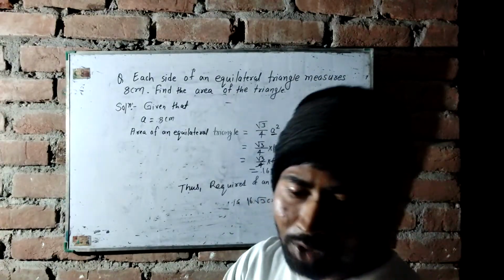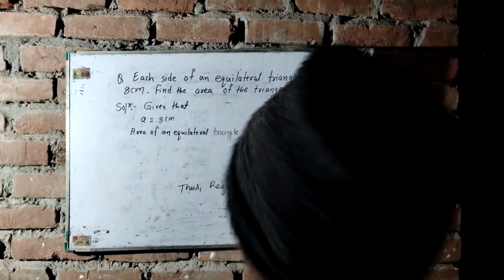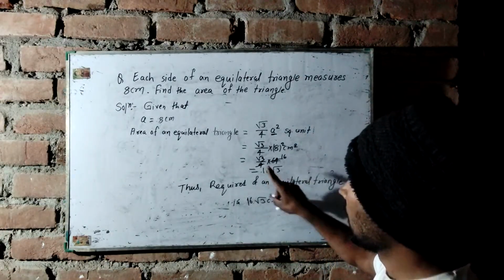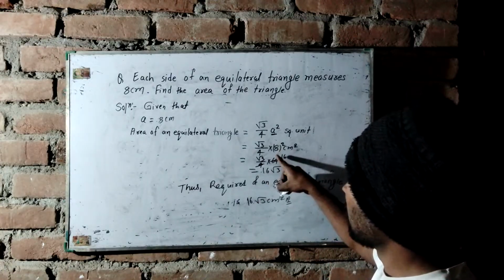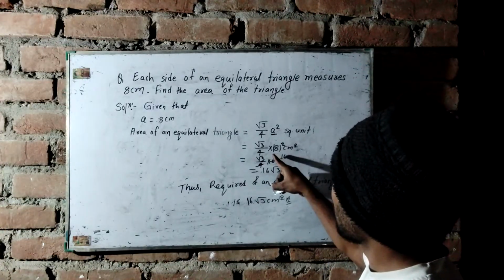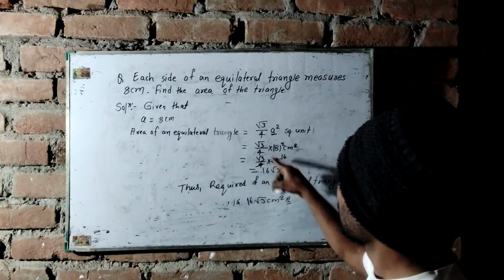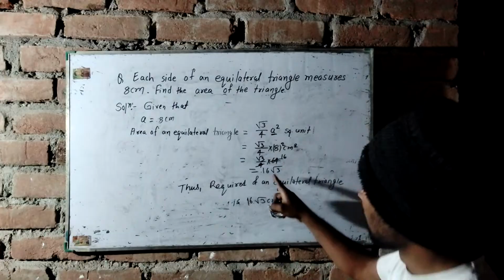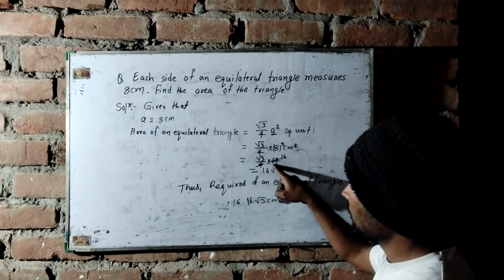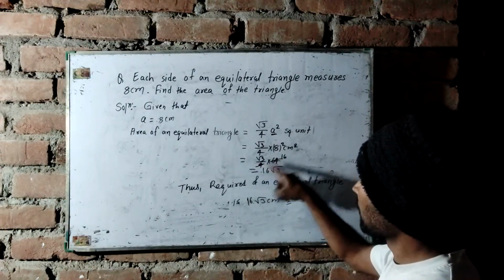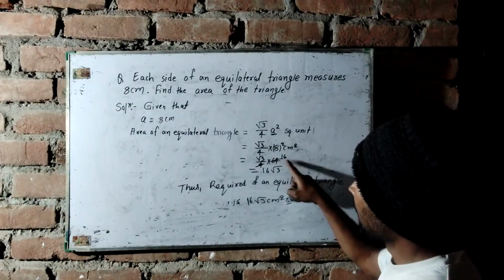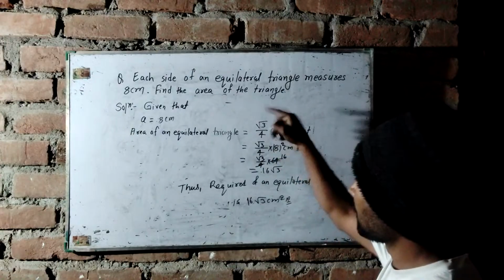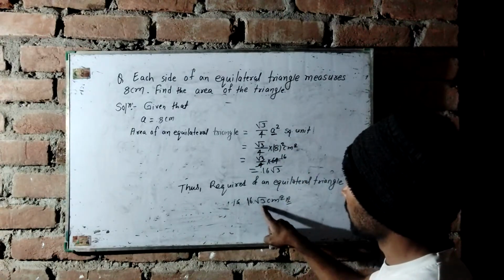Now let's go ahead to the next question. It's my bad, guys. This time, I forgot the square of this number. So you can consider a square of this number as this, and after cancelling this number with this number, you will get this number. So the required area of the given equilateral triangle will be 16 root 3 centimeter square.